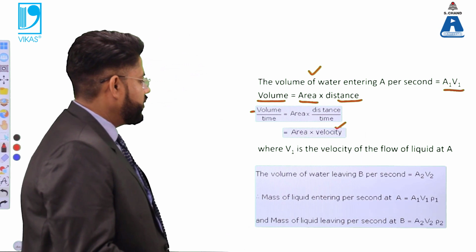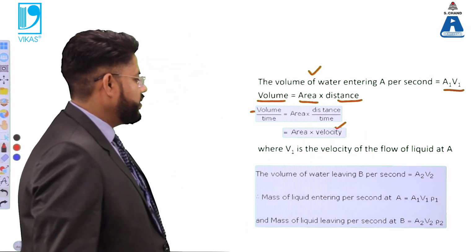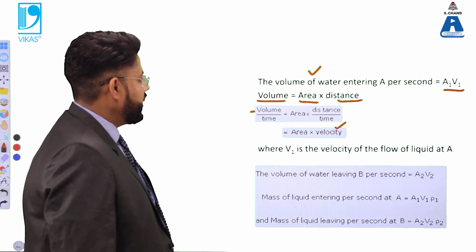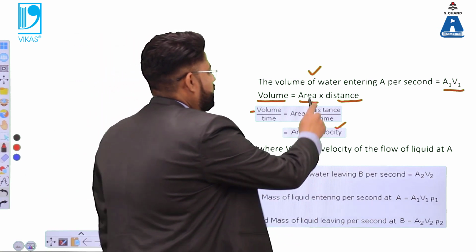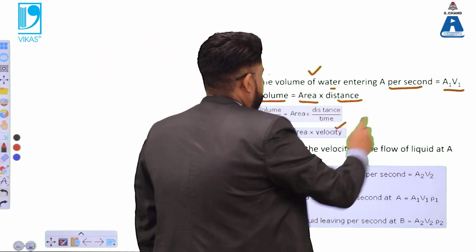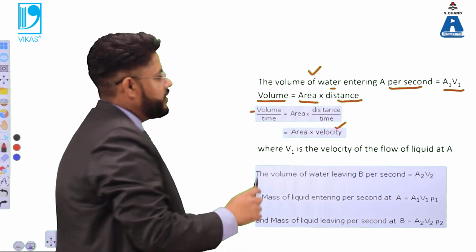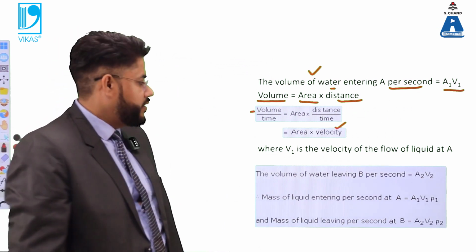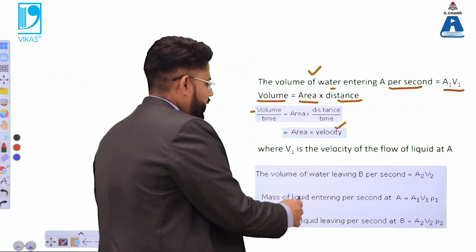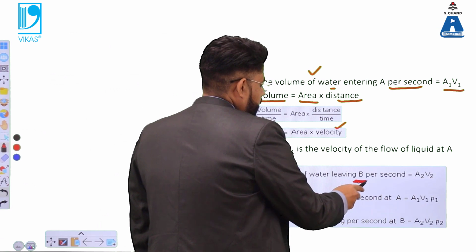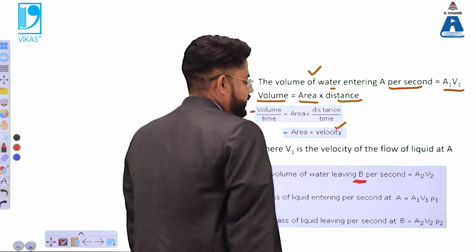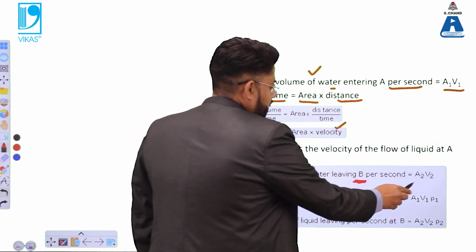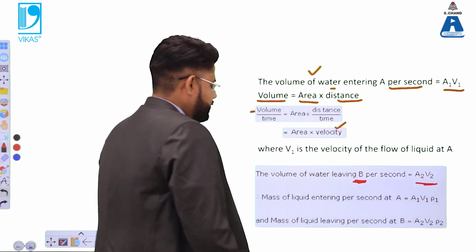So area into velocity is a particular part that is indicative of the volume of water which is entering per second. So the volume per time is area multiplied by this velocity. The similar concept can be applied for the other section, which is the B section. So that would be A2 into V2.